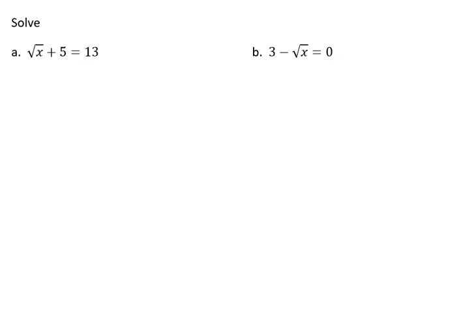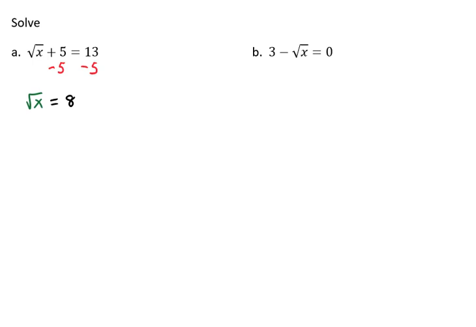In this video, we're going to go through how to solve square root and cube root functions. So let's begin here with the square root of x plus 5 equals 13. We want to isolate that square root of x. So we're going to subtract 5 from both sides, which gives us the square root of x equals 8.